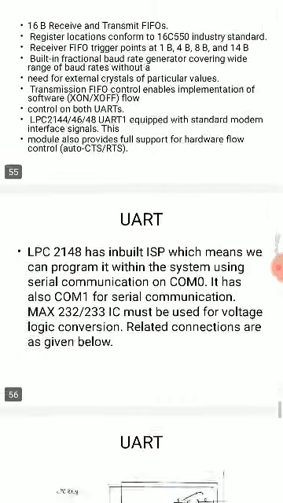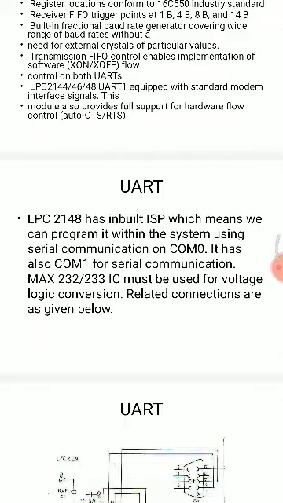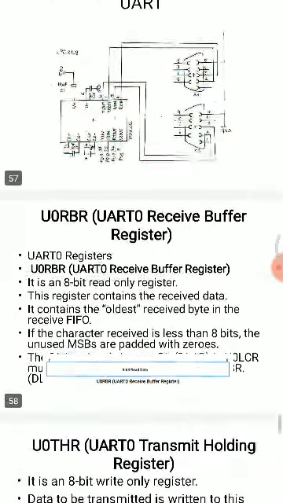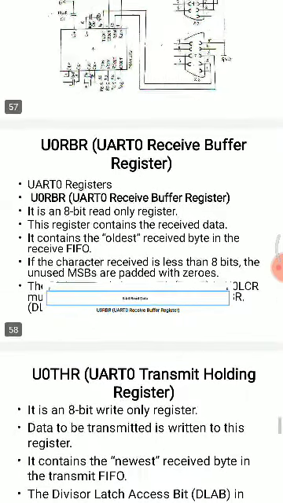signals. The next one is UART communication in system programming, which means we can transmit to the system using serial communication on the COM0 port. It has a COM1 port for serial communication. A MAX232 IC must be used for voltage logic conversion, and the related connections are given as well. These are the UART connection diagrams. It has up to 9 pins which are connected to the LPC2148 microcontroller. It has the C1+ and C1- pins and the receiver and transmitter signal pins, which are connected to the LPC2148 pin diagram.